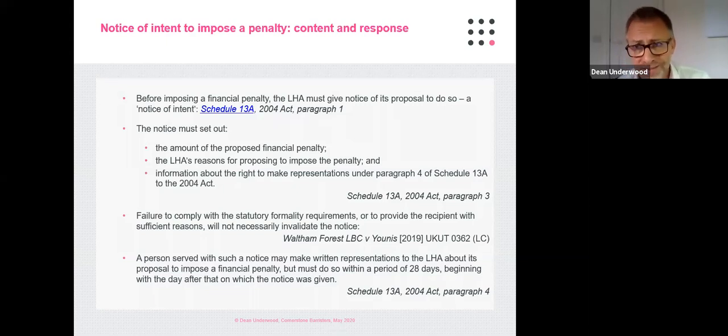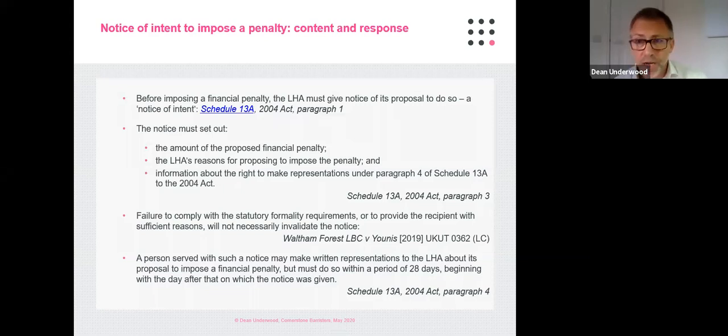And that's a requirement that is established as part of the procedure under Schedule 13A to the 2004 Act, paragraph 1 in particular. Now, that notice must comply with certain formality requirements. So it must set out the amount of the proposed financial penalty, the local housing authority's reasons for proposing to give it, that is, the offence that's been committed and information about it, and then information about the right to make representations in respect of the proposal to give a penalty under paragraph 4 of Schedule 13A.